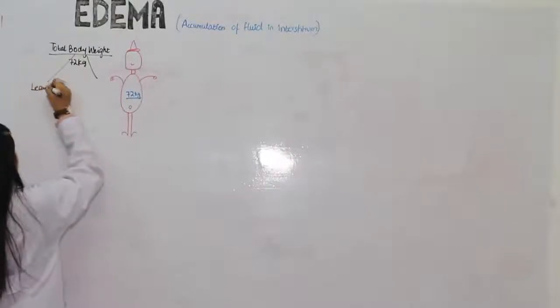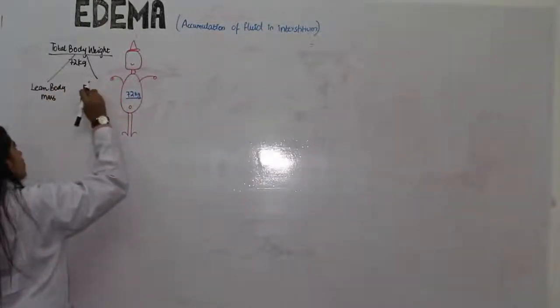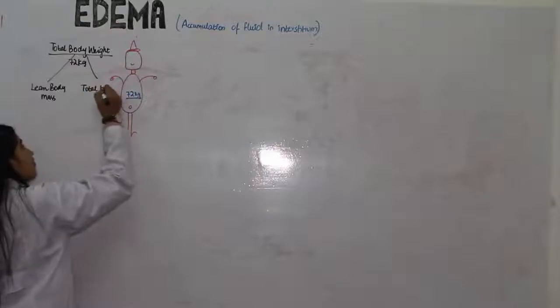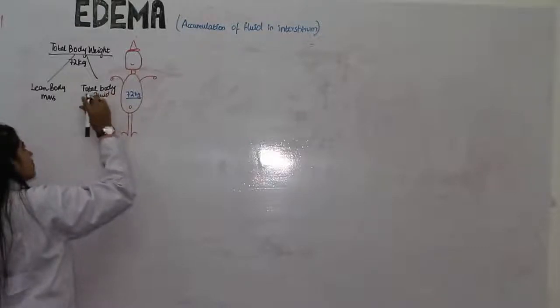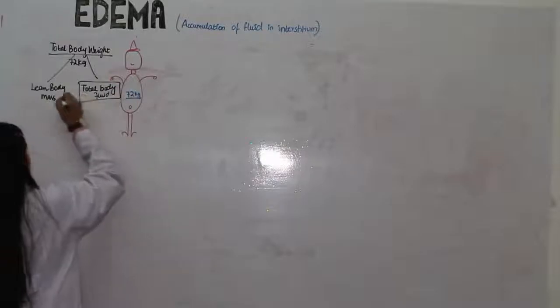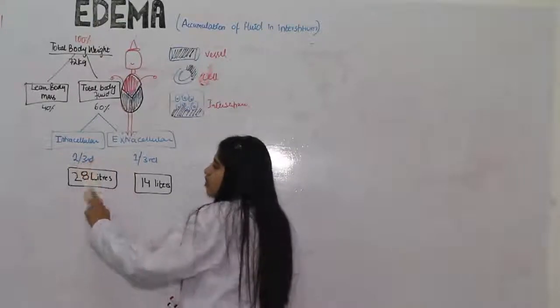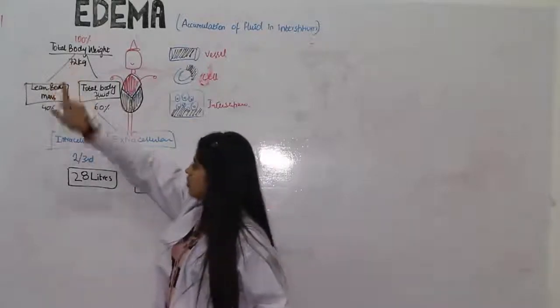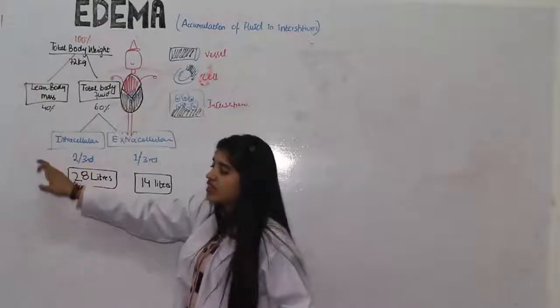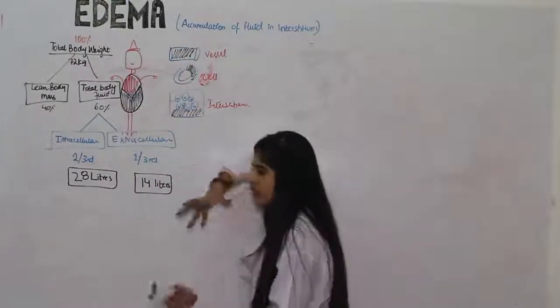So it would be the lean body mass, and here would be the total body fluid, which is how much fluid is present in the whole body. Okay, and 60%. In that 60%, we say that there is 2/3 intracellular and 1/3 extracellular. By this calculation, we get 28 liters in the intracellular, in the cells, and 14 liters outside the cell.